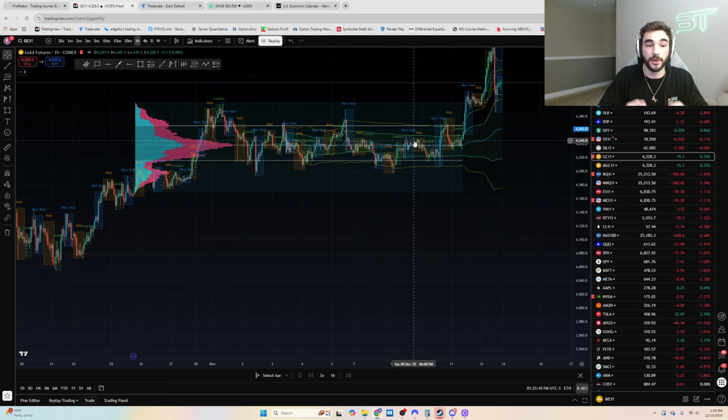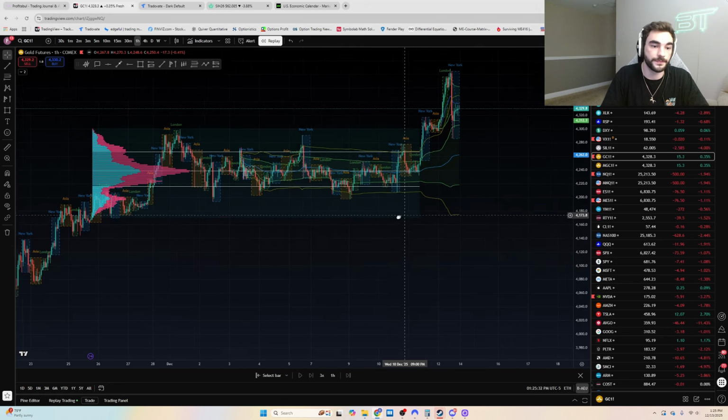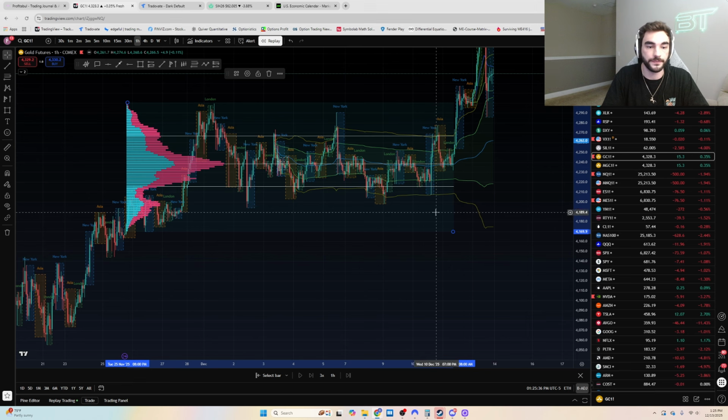When we've pushed above that value area high, we've rejected. When we've pushed below the value area low, we've bounced. So I only want to be considering this value area low and this value area high. This POC to me is now meaningless. I don't really want to be trading around this POC. You can see price gets very choppy around this POC. When we're in ranges, you really want to be trading the extremes. So context of gold right now, it's ranging.